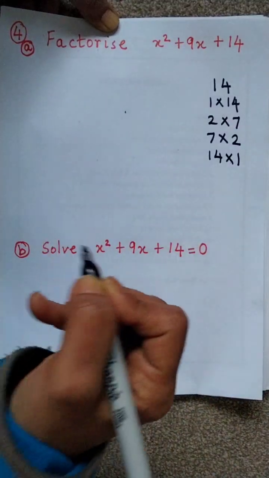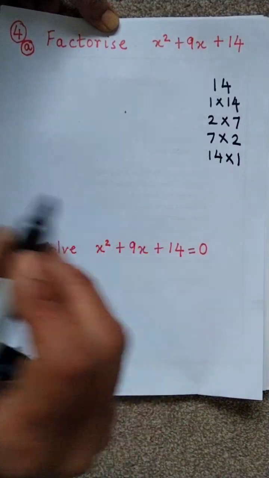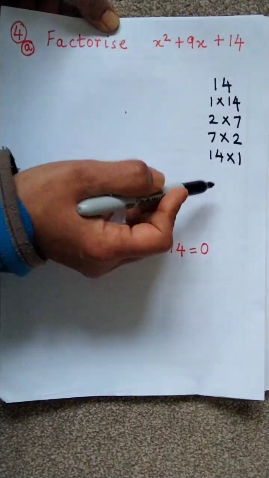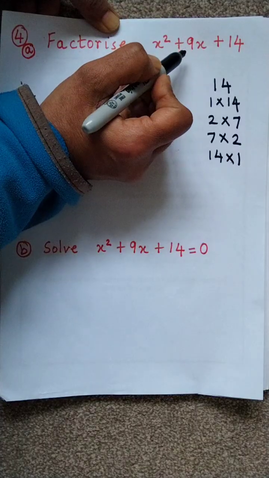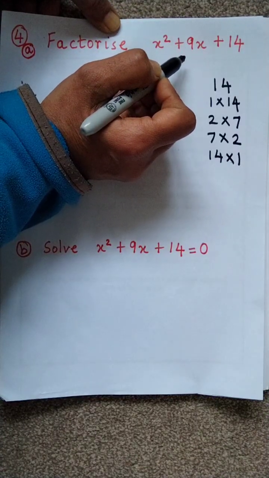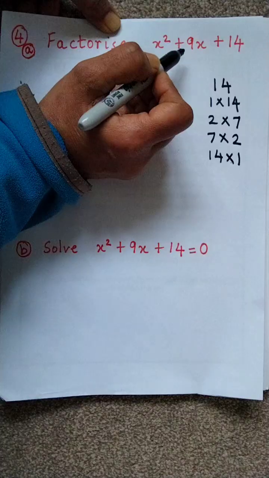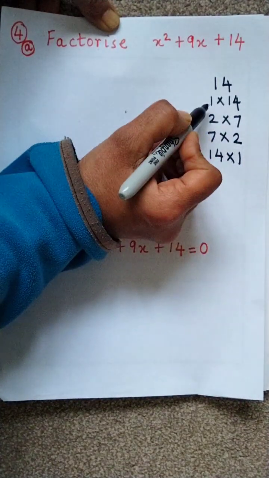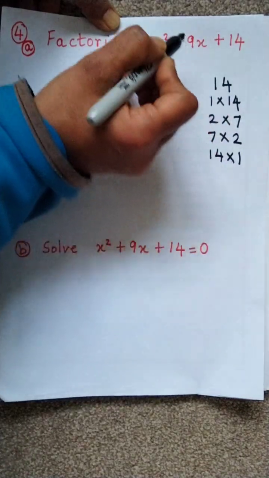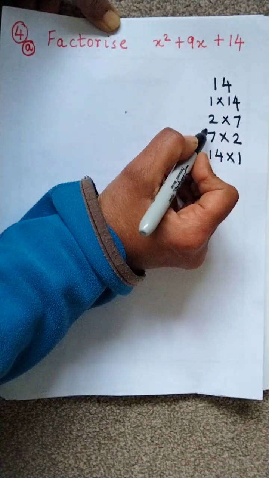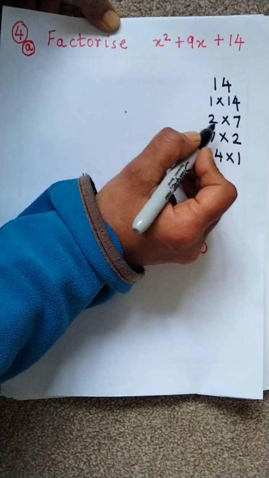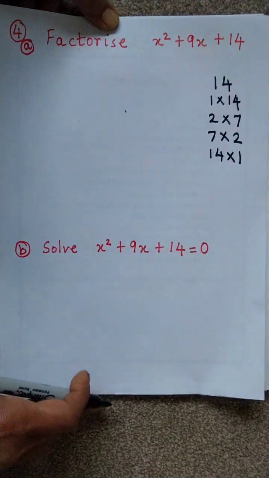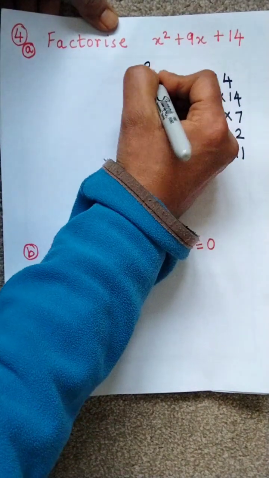Now we are supposed to select two numbers such that the product is 14 and the sum should be plus 9. Because we want plus 9, which numbers can we select? 1 plus 14 won't give 9. So we go here: 2 and 7. Yes, 2 plus 7 is 9, and 2 times 7 is 14. So we select the numbers as 2 and 7.